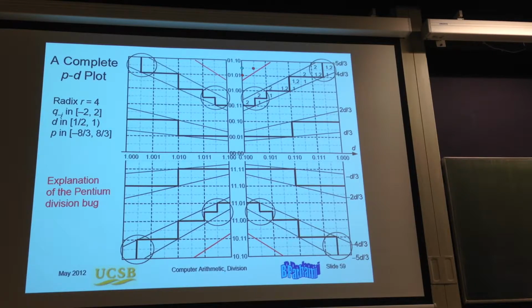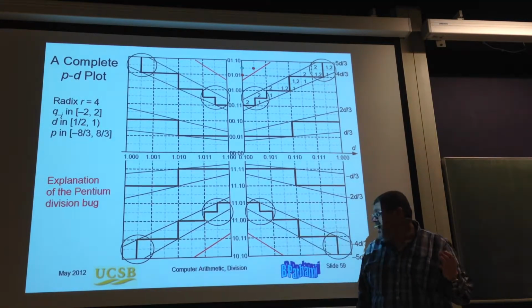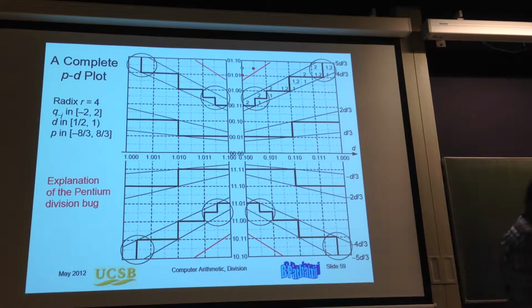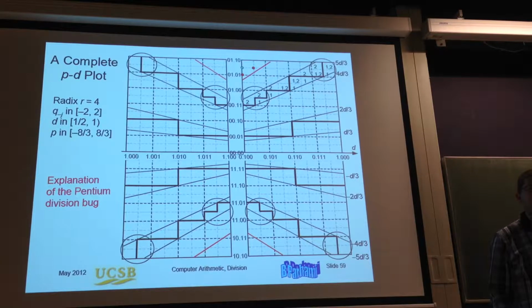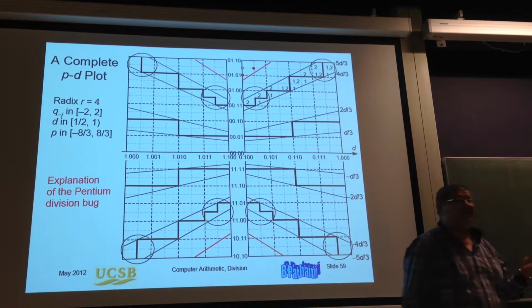Now, this is a complete PD plot. This is for a radix 4, minus 2, 2, and in here you see that you have exceptions in this area, and what you see in red is actually the reason for the famous Pentium bug. Maybe you heard about that? Were you active in the field in that time, or you were kids? I don't remember when was the Pentium bug.